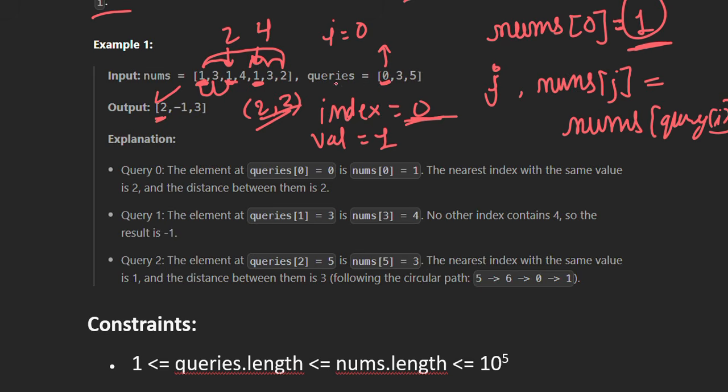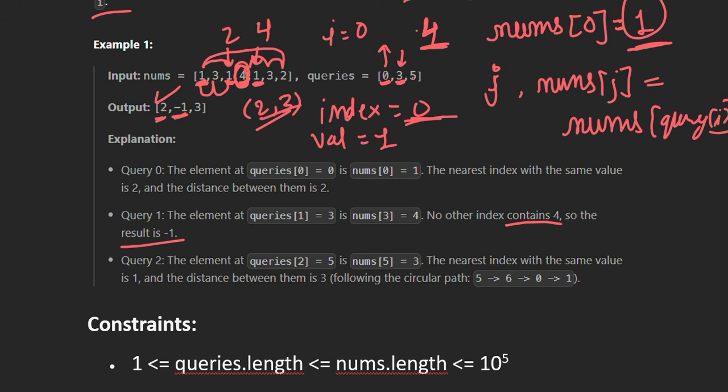Then the next index that we get from the queries array is 3, right? So we check what is the element present at index number 3. So the element present at index number 3 is 4. Now we have to find another index such that its value is 4 and the distance is minimum, but there is only one index where the element is 4, right? So there is no other element present, no other index contains 4, so the result will be -1. That's why we have stored -1, right?